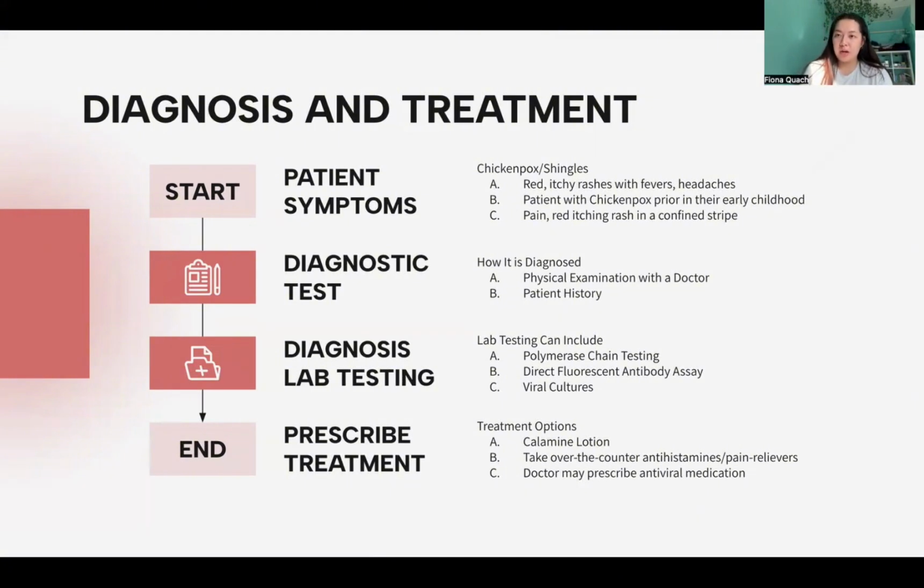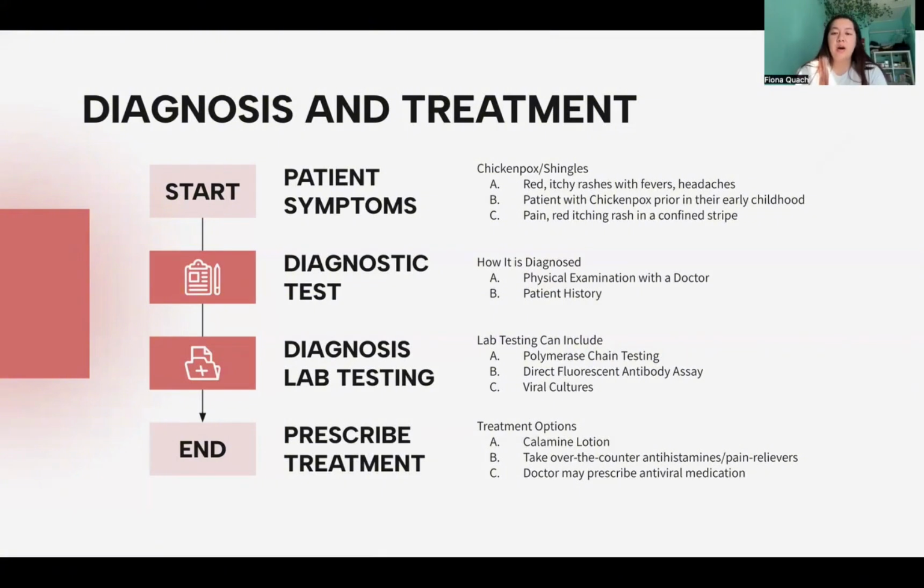This is also known as the PCR test, and this is the most preferred diagnostic test by doctors because it's the quickest, it's the most effective, and it's also the most accurate and sensitive in detecting any sort of varicella zoster virus DNA. They just do a little swab and they can send it in, any sort of DNA from the virus with the DNA from your skin and from the rash.